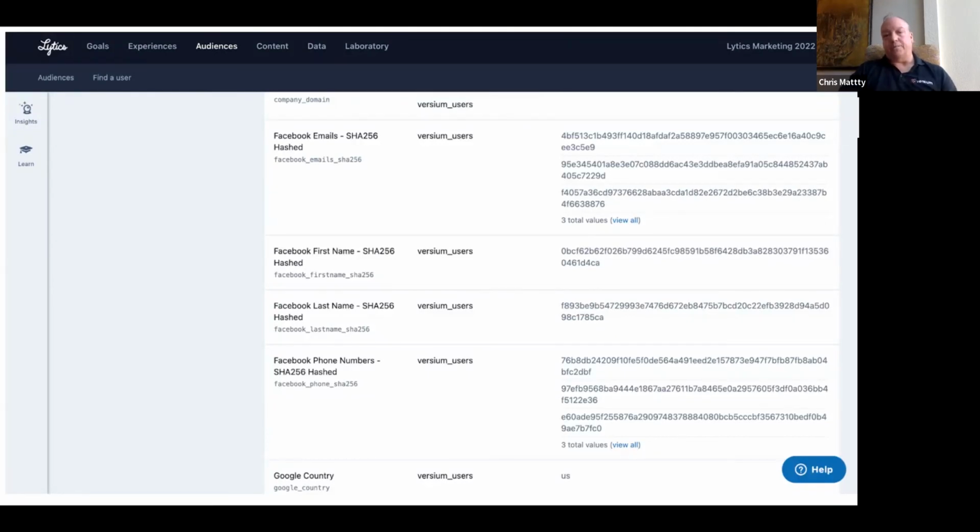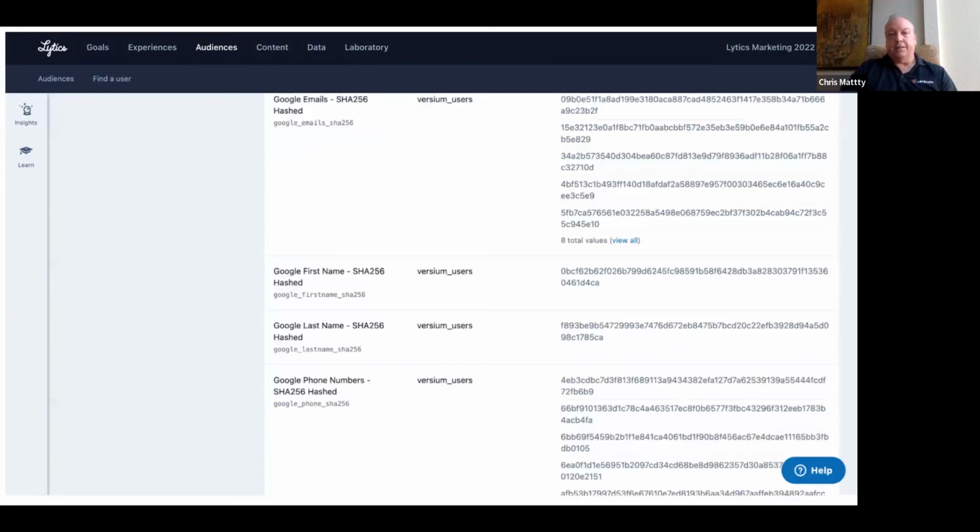And it's all encrypted. We're not passing any data around. I mean, any PII data around. All these platforms accept hashed information or encrypted data. Same thing for Google. You'll notice here there's even more added. And the reason is Google handles up to 8 additional emails. Facebook handles up to 3.